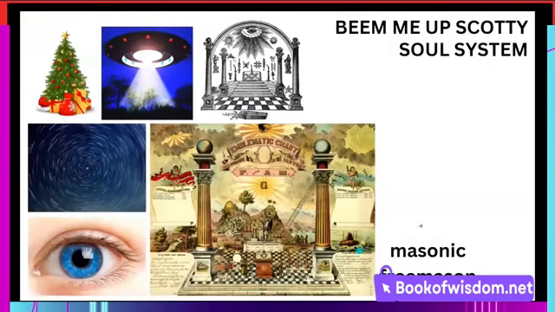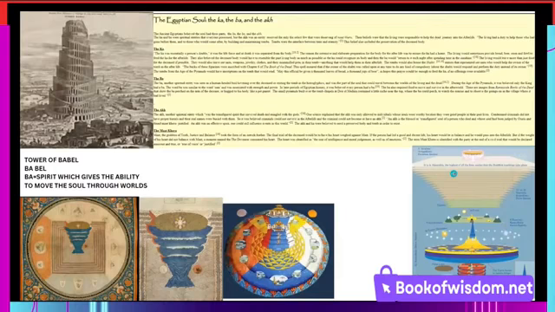Now, this all-seeing eye is Polaris. And below Polaris is Mount Meru, the magnetic North Pole. The Tower of Babel, which is in the Bible. The etymology of the word Babel: Ba meaning spirit, which gives the ability to move the soul through the worlds. That's the ancient Egyptian description of the word Ba.